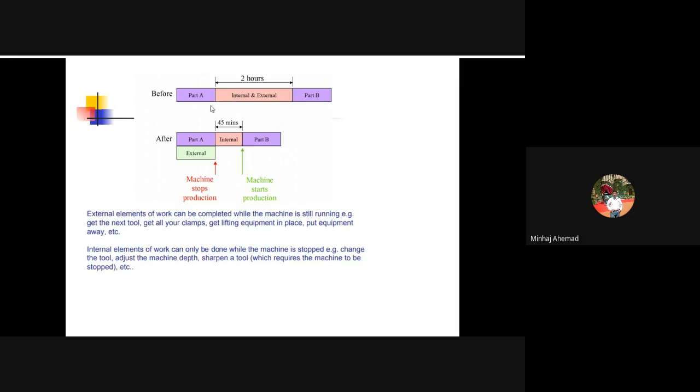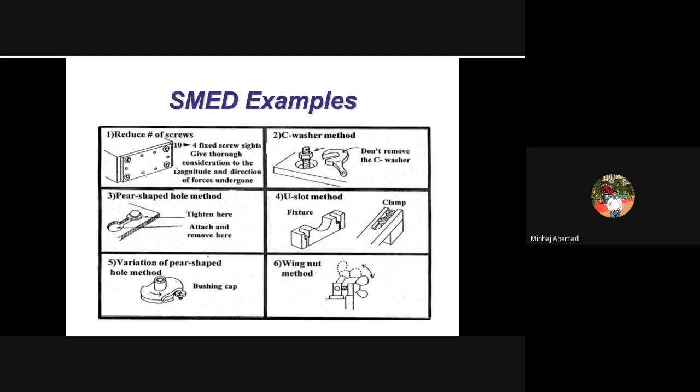In previous conditions, in the conventional method, we wait for the complete stop of the machine and then we switch from part A to part B. But in this method, this will drastically reduce our time. So these are the examples of SMED.